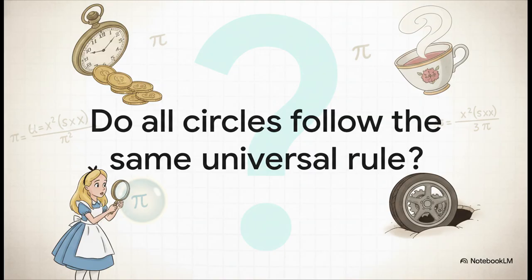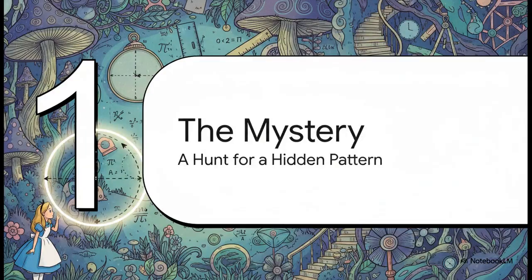Just think about any circle you can imagine. A tiny coin, a massive car tire, the top of your coffee mug. Is it possible there's one single universal rule that connects all of them, no matter how big or small? Well, let's find out. All right, so the hunt begins.